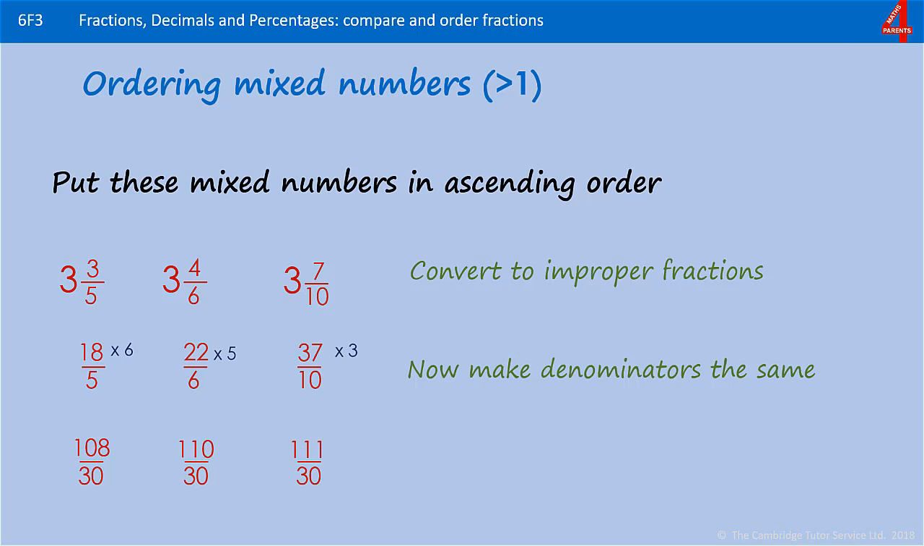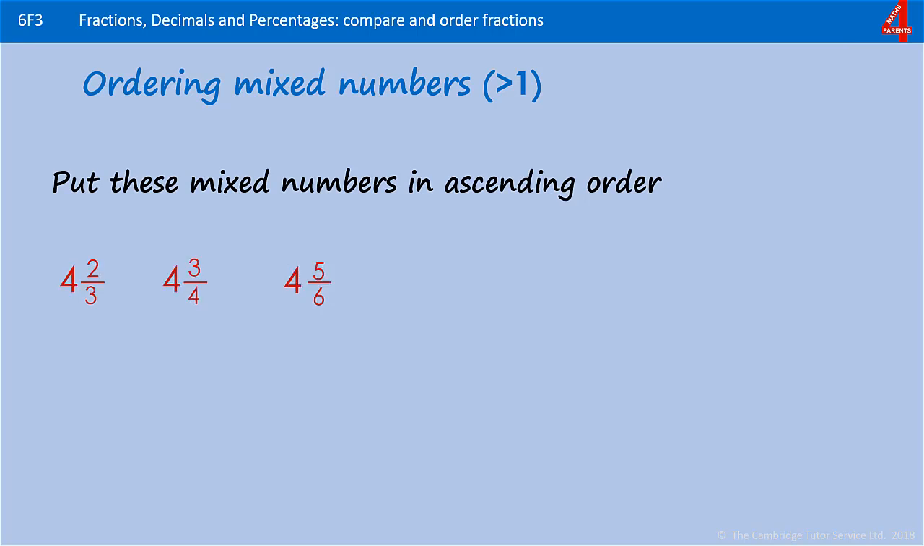111 over 30. Now that the denominators are the same, we can use the numerators to work out which is the smallest. 108 is our smallest numerator, so the smallest mixed number at the top was 3 3/5. The next one is 110 over 30, so that's 3 4/6. And finally, 111 over 30 is 3 7/10. This one's for you to try. Put in ascending order 4 2/3, 4 3/4, 4 5/6. Pause the video, have a go.